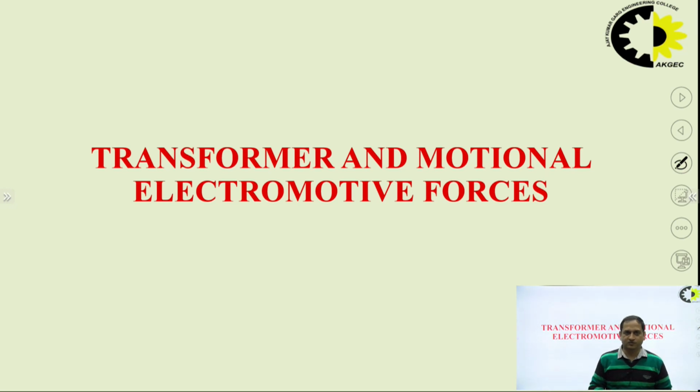First is for the transformer EMF and second one will be for the motional EMF. So how will this transformer or motional EMF be generated? It is basically based on conditions. The conditions may be like when we have one loop and the second, flux lines, or the magnetic field.